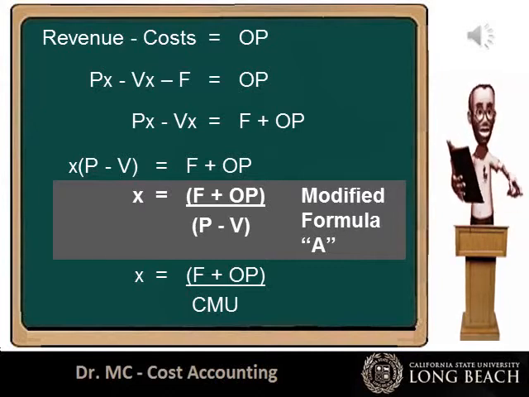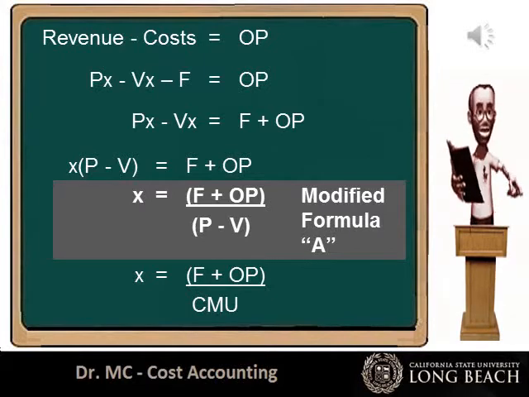Now, move the F to the other side of the equation. Next, factor out the common x from the Px and the Vx so that the equation reads x times P minus V equals F plus OP. When you move the P minus V to the right-hand side of the equation, you have a modified formula A, which is X equals F plus OP divided by P minus V.